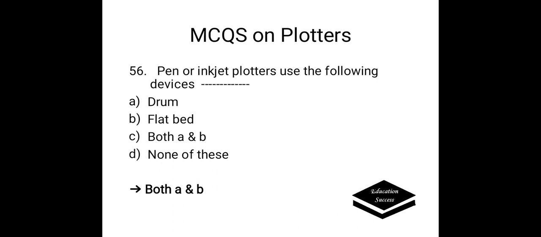Pen or inkjet plotters use the following devices. Options are A. Drum, B. Flatbed, C. Both A and B, D. None of these. Correct answer is both A and B. Pen or inkjet plotters use following devices, either the drum or the flatbed.